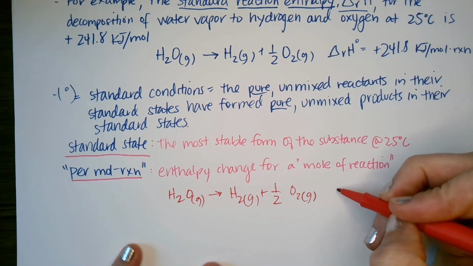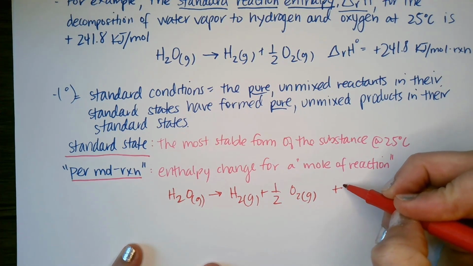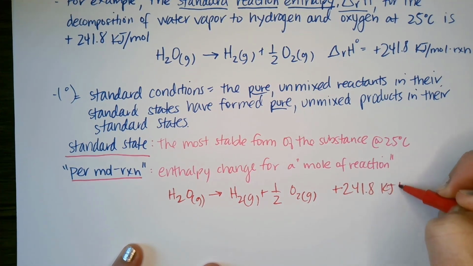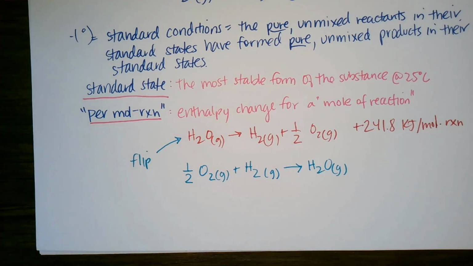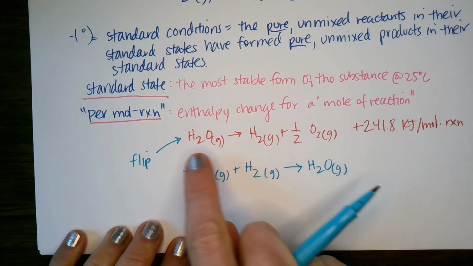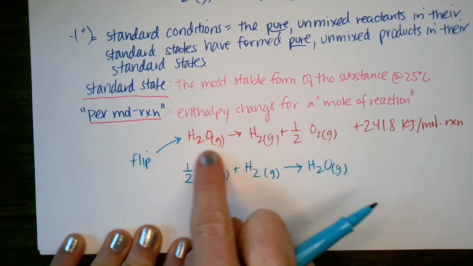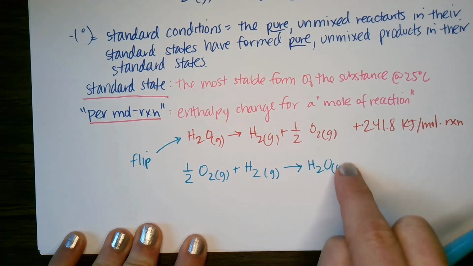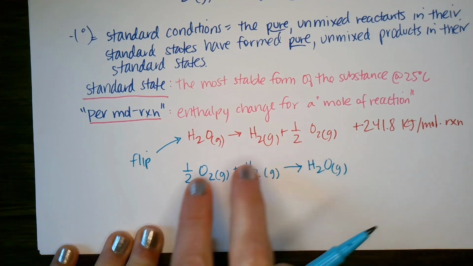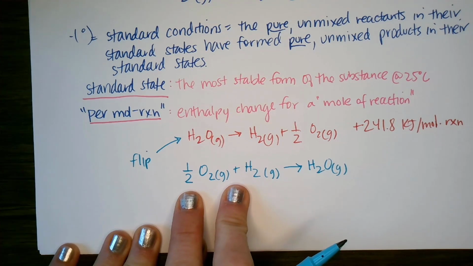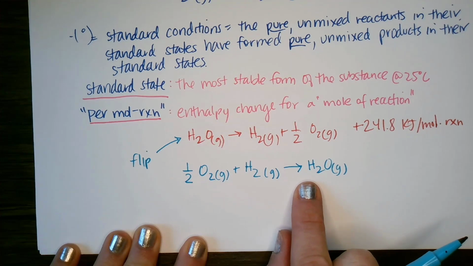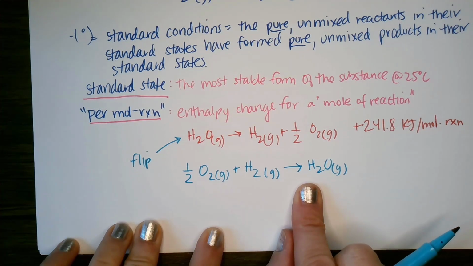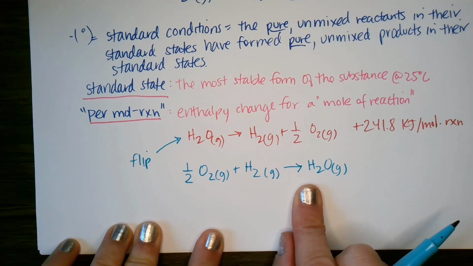Now, we just said that this reaction was an endothermic process. Our ΔH was plus 241.8 kilojoules per mole for the reaction. If we were to take this reaction and flip it, so my H2O that was a reactant is now going to be a product, and my 2 products are now going to be the 2 reactants. So if we look at the opposite reaction, the combination of hydrogen and oxygen forms 1 mole of water.